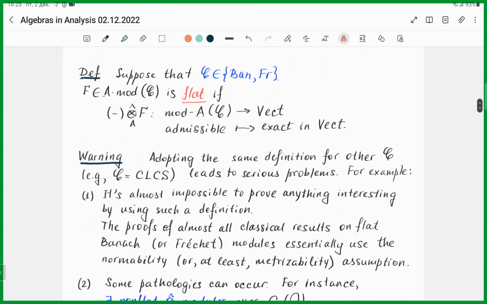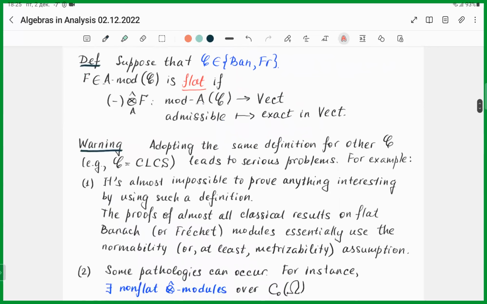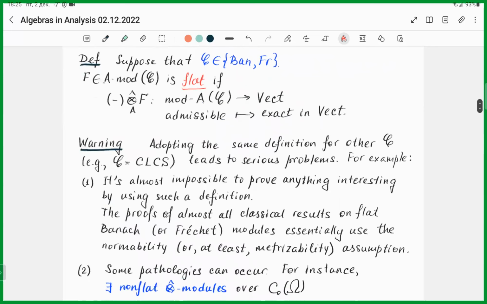Unfortunately, there will be some problems with such a definition. If we adopt the same definition for more general categories C, then we quickly encounter many problems. I explained such problems in detail at my previous talk, so today I'll just very briefly mention some of them.